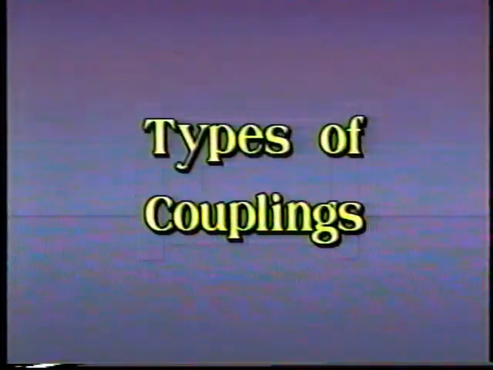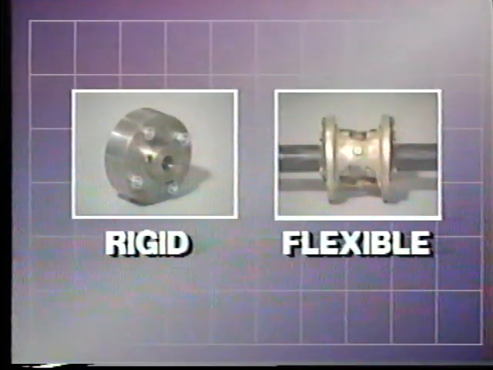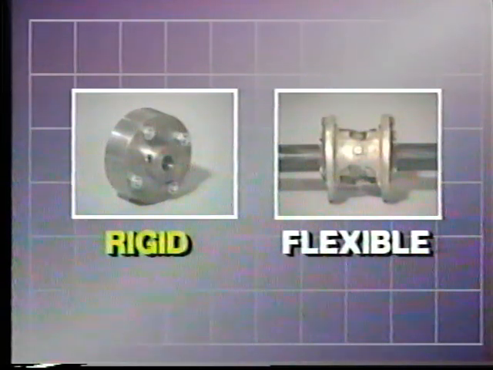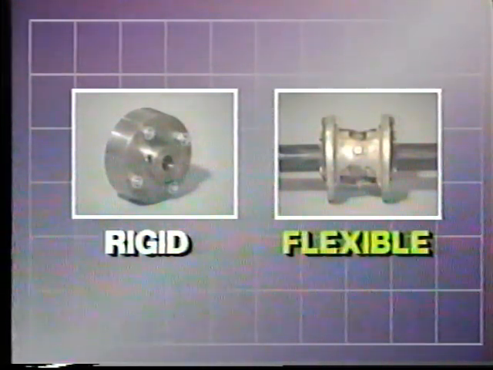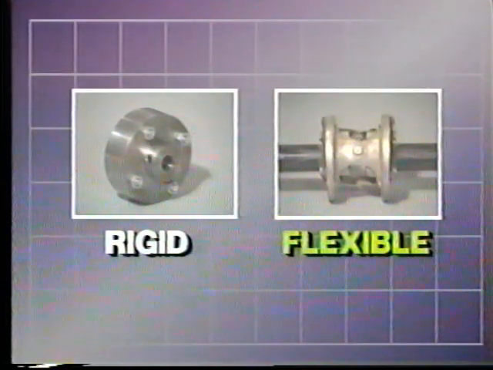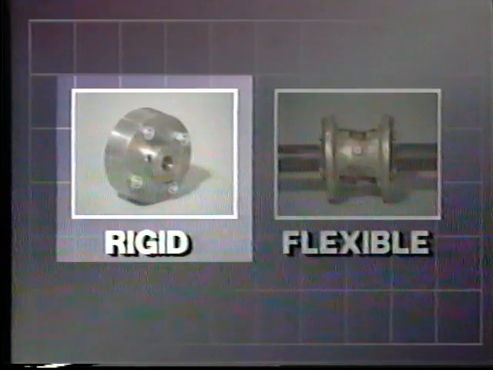Which kind of coupling is installed on the shafts being connected will depend on the application. There are just two basic types: rigid couplings, which provide a solid connection between two shafts, and flexible couplings, which may compensate for some misalignment. Let's look at the rigid types first.